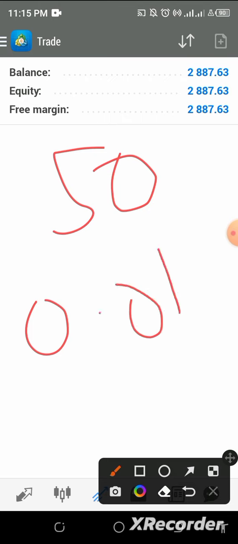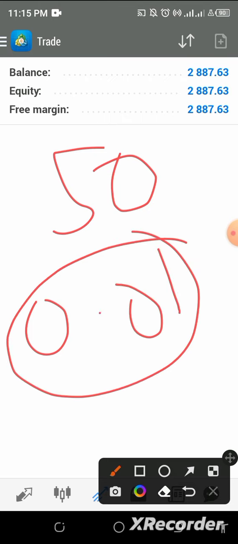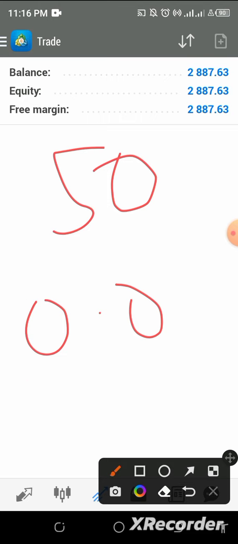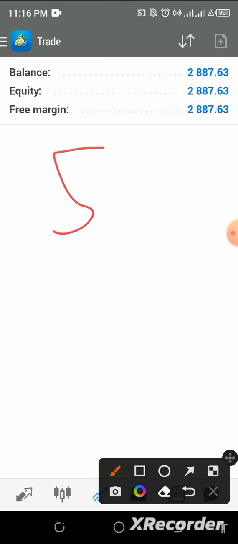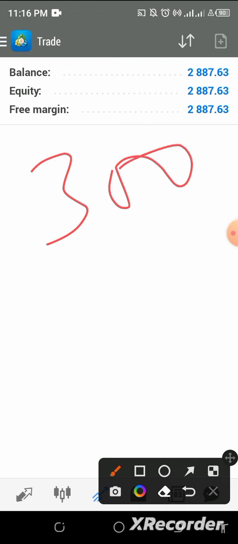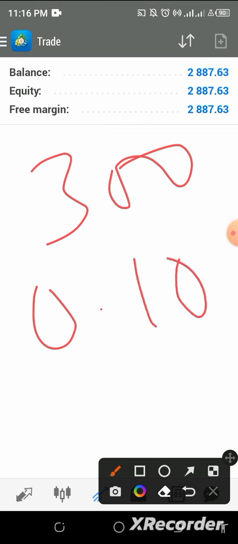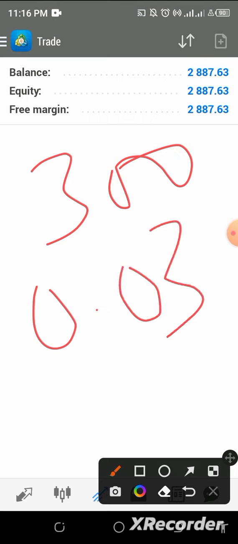And you cannot use it more than one time. Now I can see a situation whereby someone has $300 and is using 0.10. It is still too much. That's greediness, guys. So when you have $300, the highest lot is 0.03.